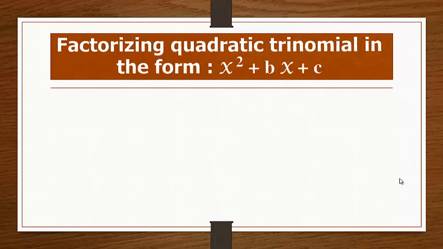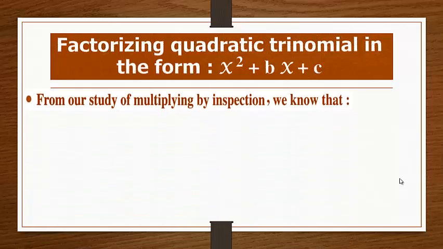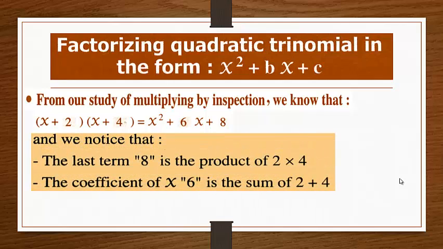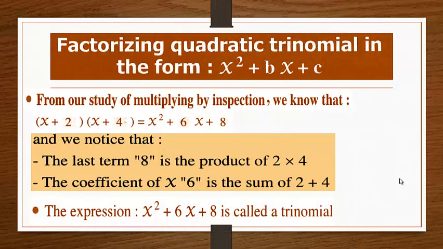Let's be talking about factorizing a quadratic trinomial in the form x power 2 plus bx plus c. From our studying of multiplying by inspection, we know that x plus 2 times x plus 4 equal x power 2 plus 6x plus 8. We note that the last term, 8, is the product of 2 times 4, and the coefficient of x is the sum of 2 plus 4. The expression x power 2 plus 6x plus 8 is called a trinomial because it consists of 3 terms.